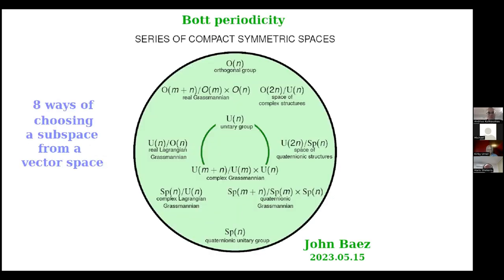So in mathematics, the goal is to show that that actually corresponds to things that mathematicians study that are very abstract, but also concrete. And so this is Bott periodicity. It is likewise an 8th cycle. And these are 8 ways of choosing a subspace from a vector space. And this is a diagram.